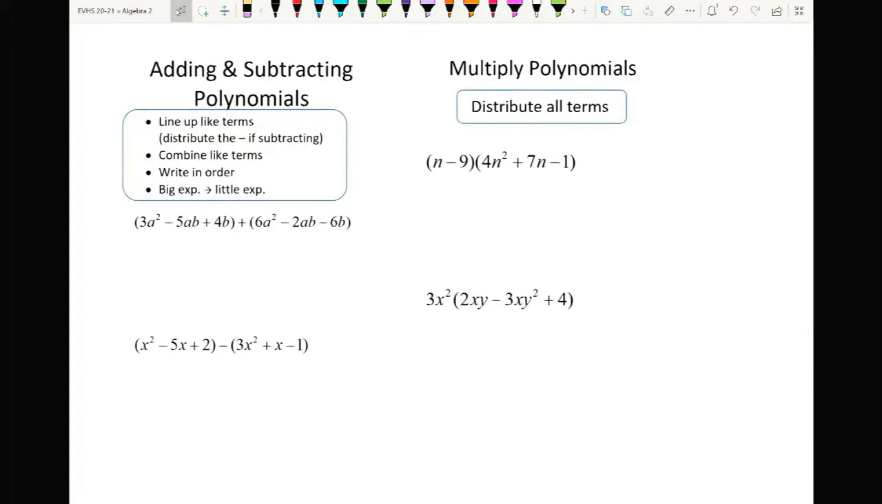If you're subtracting, make sure you distribute that subtraction sign, or distribute the negative sign. You're going to combine your like terms and then write in descending order, which means big exponents come first and then little exponents come at the end. So let's go ahead and find our like terms. We've got 3a squared and 6a squared. Add those together because this is an addition problem, it's just 9a squared. Then we've got negative 5ab and negative 2ab, and combine those and I get negative 7ab. Then I've got 4b and negative 6b. 4 plus negative 6 is negative 2b.